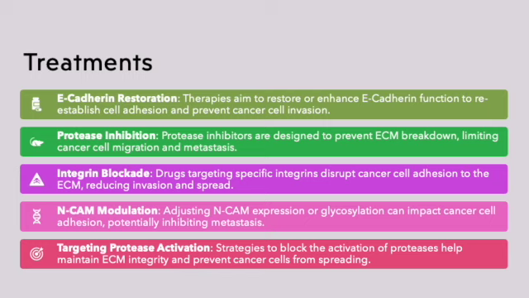And the final thing is the targeting of extracellular proteases. So drugs that inhibit proteases, for example, MMP inhibitors, are designed to prevent the breakdown of the ECM. By reducing ECM degradation, these inhibitors can limit cancer cell invasion and metastases. And by targeting activation pathways, researchers are currently trying to develop methods and strategies to block the activation of proteases from their inactive form, which can reduce their ability to degrade ECM components.